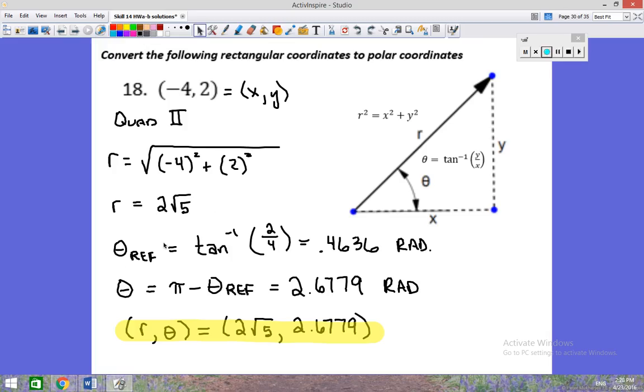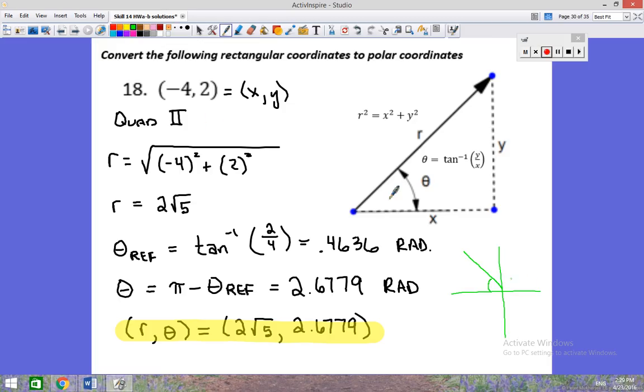So there's my radius. Since I'm in quadrant 2, I first found the reference angle. When I'm finding the reference angle, when I'm doing my y divided by x, I ignore the sign, and I just use this as positive 4. So this angle, 0.4636 radians, is my reference angle. If I'm in quadrant 2, let's maybe sketch that out for you real quick. If I'm in quadrant 2, this is my reference angle. So that's the angle I just found.